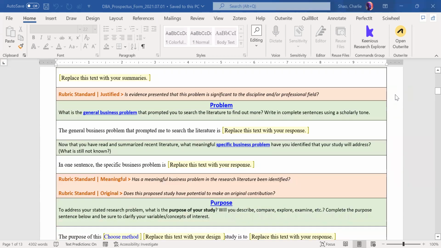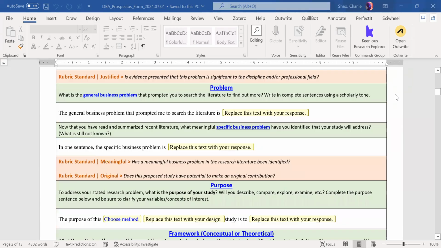Please include the following in the general business problem. Who has the general business problem? In which industry or business sector does the problem exist? What is the consequence of the problem?